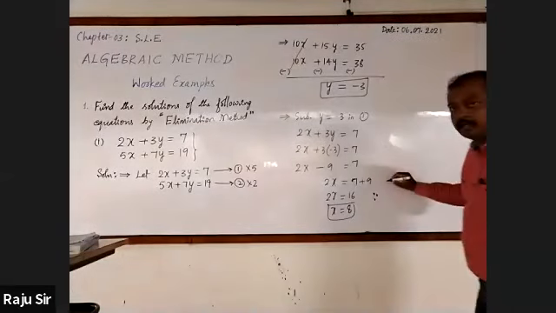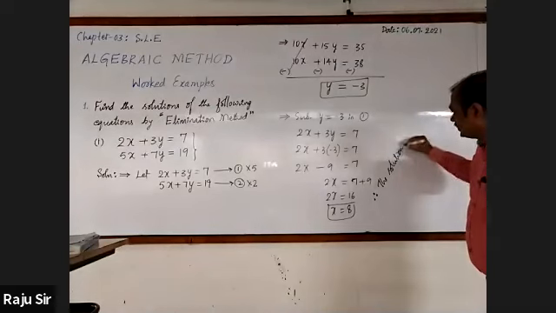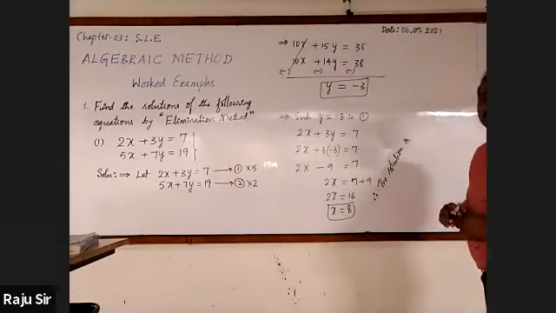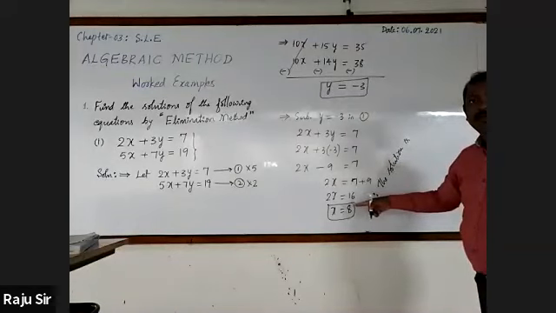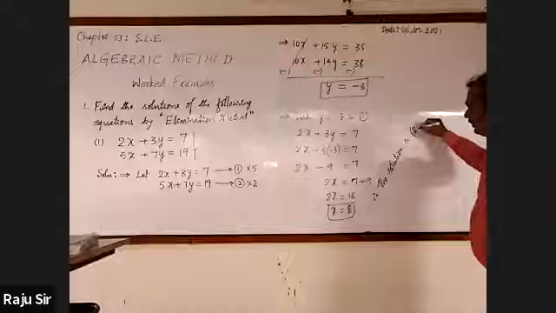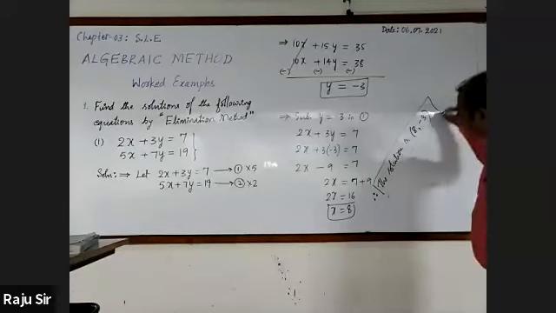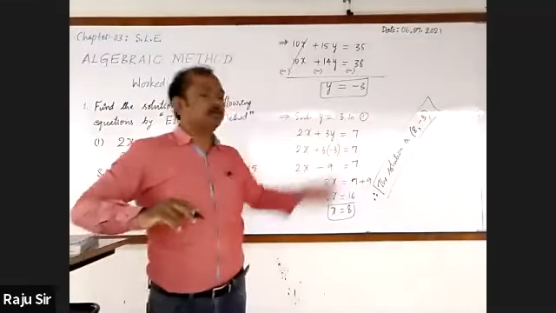I'll write it in another way. Therefore, the solution is an ordered pair, x comma y written together, so I'm writing it as 8 comma minus 3. You may write the conclusion either like this, or the solution of the equations is x equal to 8 and y equal to minus 3, separately.